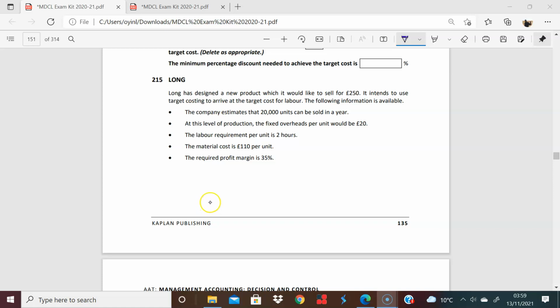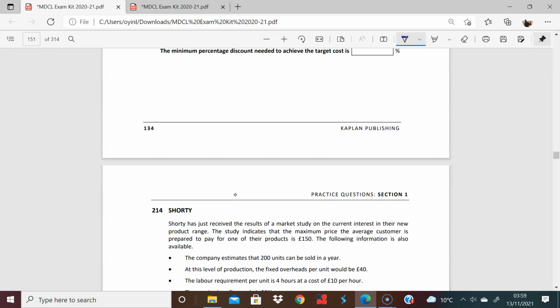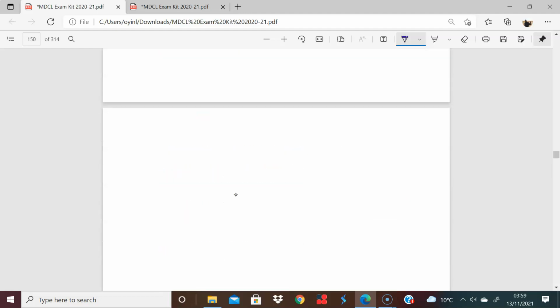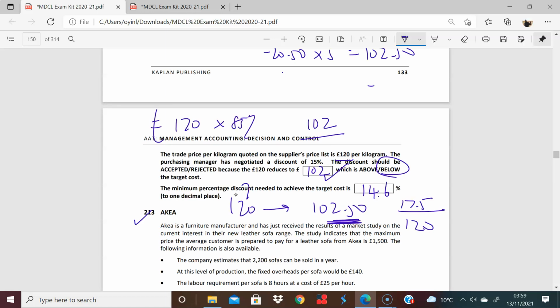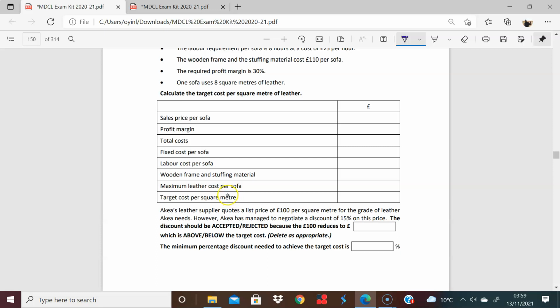We're going to go to long because all these look exactly like 214 and 213 look exactly like this. So it's all the same thing. Literally, you're just getting your target cost.